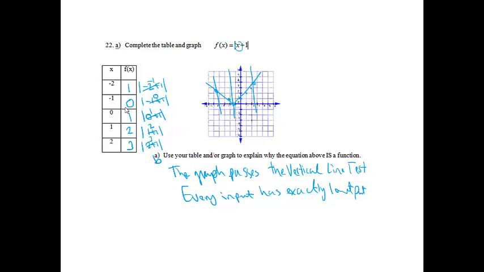Okay, and if you look at our table, I notice that -2, 1 and 0, 1 both have outputs of 1. That's like the dollar menu, which is totally okay.